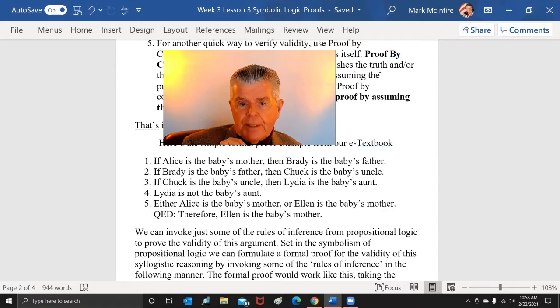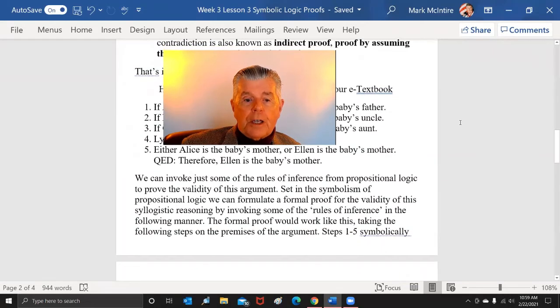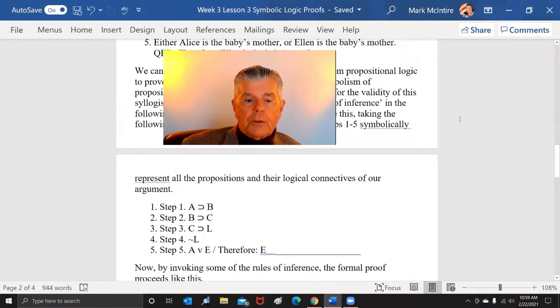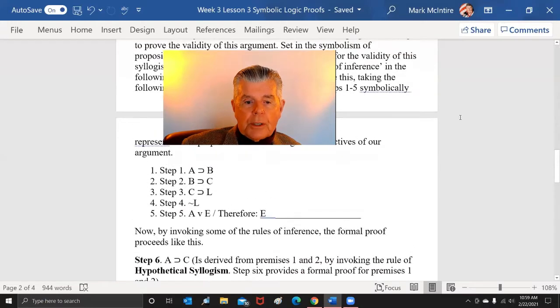Now, it's not immediately obvious to me or to anybody reading that ordinary language for us to tell whether or not that's a valid conclusion that Ellen is the baby's mother. So just by invoking 5 of the rules of inference from propositional logic, we'll prove the validity of this argument. So what we're going to do is translate each of those premises that we just read into symbolism. So the first premise, if A is the case, then B is the case.